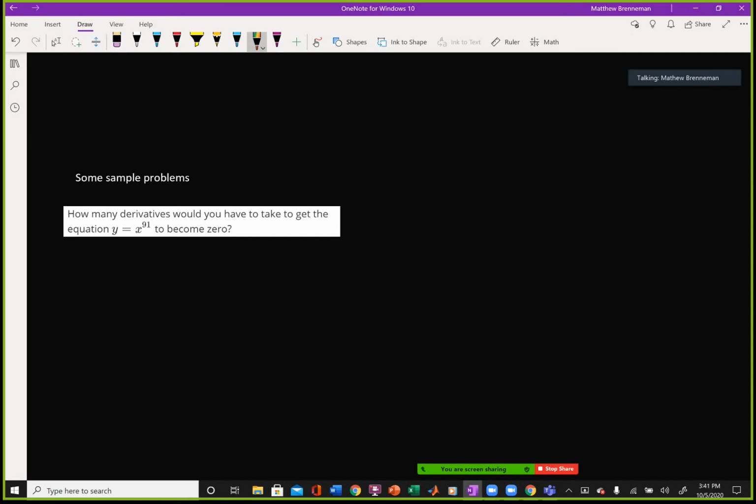So the first question here asks, how many derivatives would you have to take to get the equation to become zero? Well, it's not actually quite the correct way of writing it. I mean, they want to ask, how many derivatives do you need to take until the derivative becomes zero? Okay, the derivative function becomes zero. So they want to know what is the order of the derivative, the smallest value of n, such that the nth derivative of y is equal to 0. Okay?